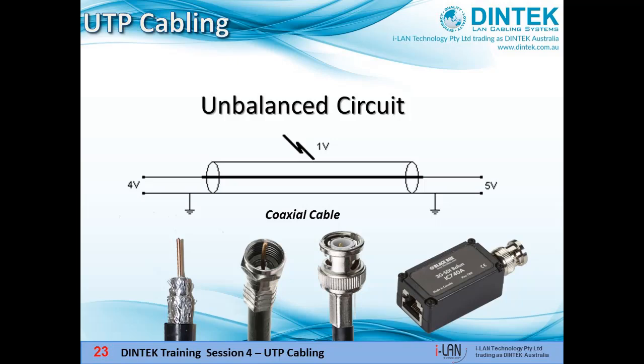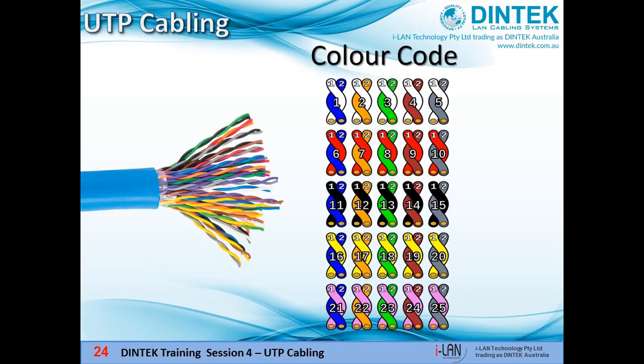The name balun is derived from their function of converting between balanced and unbalanced transmission modes, hence balun, such as when converting between coax and UTP. Baluns are available as either current type or voltage type, and in different impedance ratios to suit different applications. Now on to colour coding.